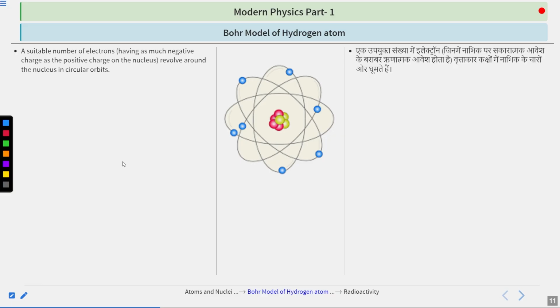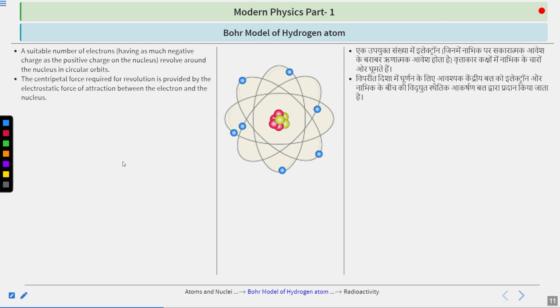A suitable number of electrons having as much negative charge as the positive charge on the nucleus revolve around the nucleus in circular orbits. The centripetal force required for revolution is provided by the electrostatic force of attraction between the electron and the nucleus. So he said that the centripetal force that we require to make the electron revolve around the nucleus is actually provided by the electrostatic force of attraction between the electron and the nucleus.